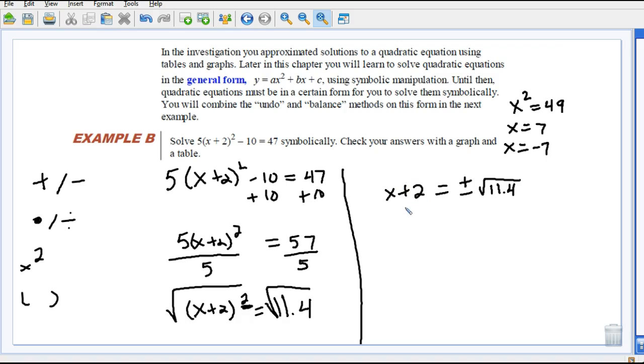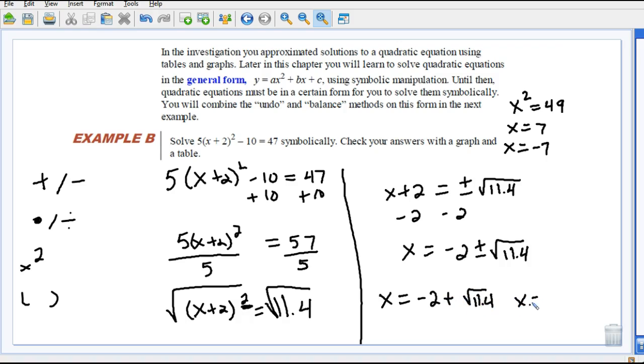The last thing I do is I have addition, so I subtract 2, and I get x equals, and I prefer to write the negative 2 first: negative 2 plus or minus the square root of 11.4. If you haven't seen that plus or minus before, all we're saying is x equals negative 2 plus the square root of 11.4, and x equals negative 2 minus the square root of 11.4. It's like having a positive 7 and a negative 7, a positive and negative square root of 11.4.